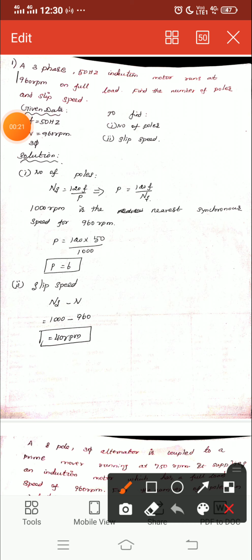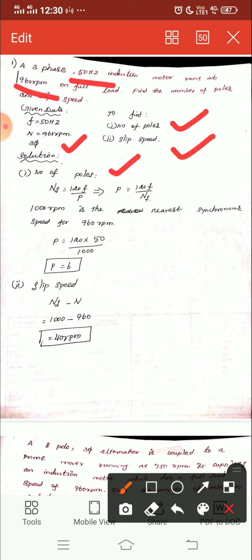In this problem, the given data says frequency is equal to 50 Hz and the rotor speed 960 rpm, and it's a three-phase induction motor. The data to be found: the first one is the number of poles and the second one is the slip speed. First we find the number of poles.